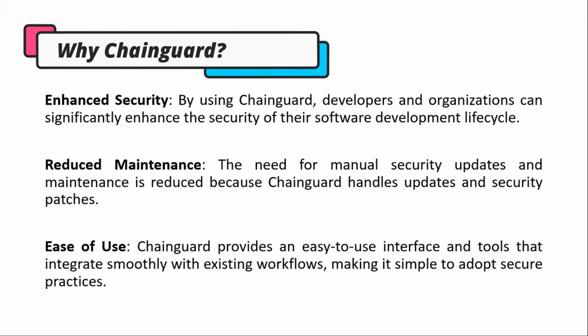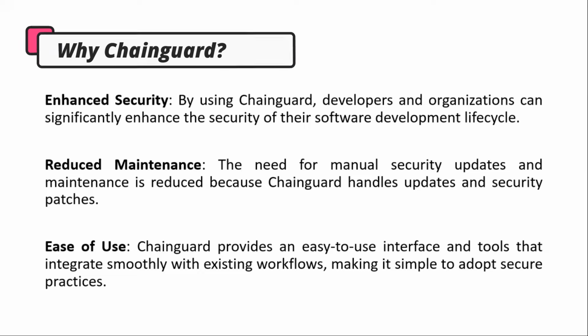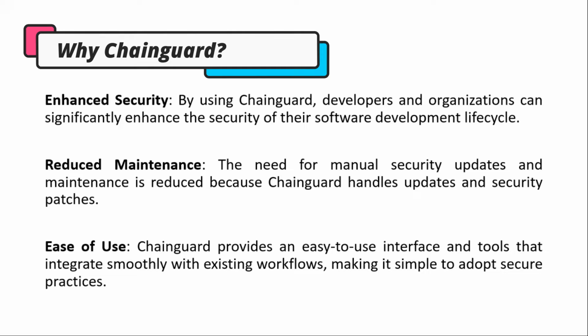So why should we move towards Chainguard? Because it enhances security. By using Chainguard, developers and organizations can significantly enhance the security of their software development lifecycle. It also reduces the cost of maintenance because Chainguard will handle updates and security patches. It's easy to use. Chainguard provides an easy-to-use interface and tools that integrate smoothly with existing workflows, making it simple to adopt secure practices. Chainguard images can be used in various software development processes.